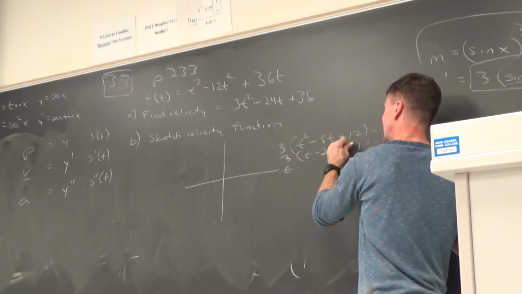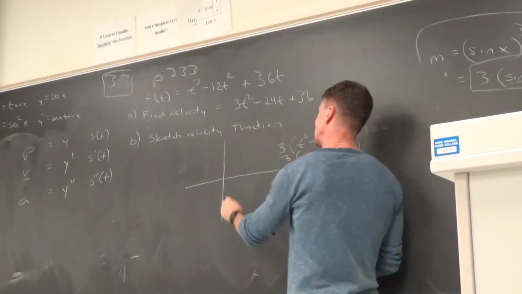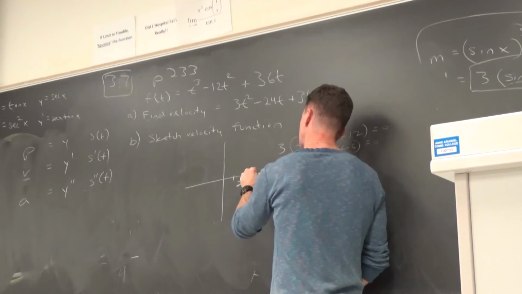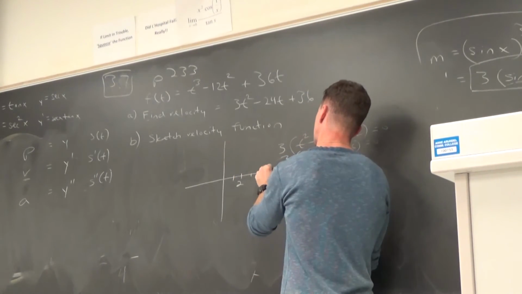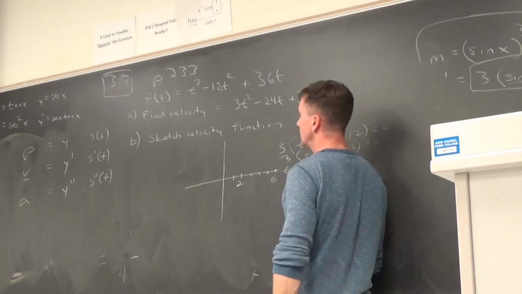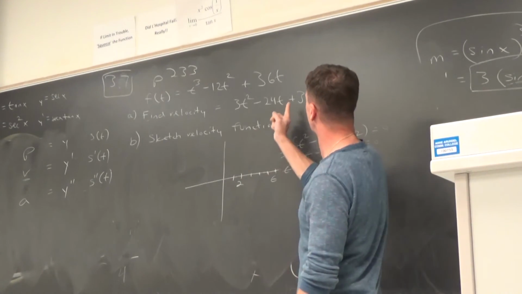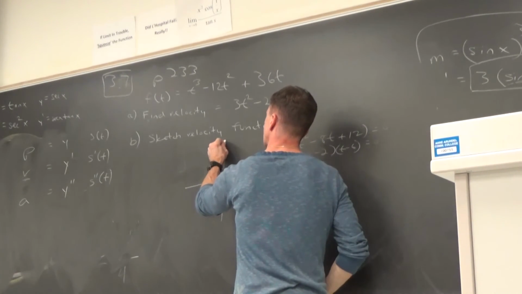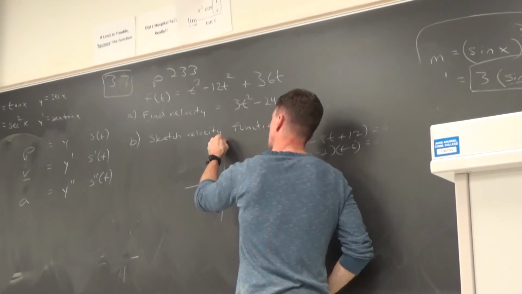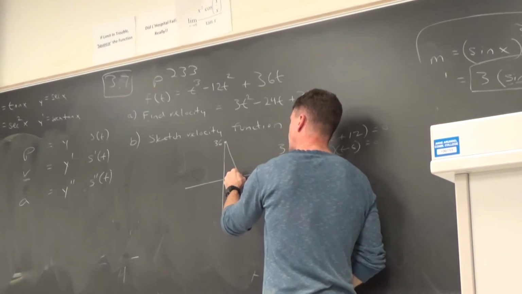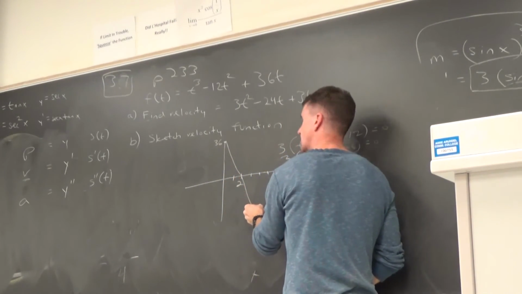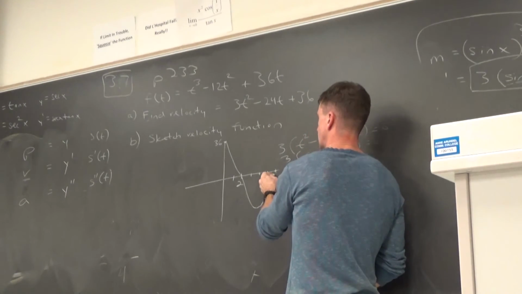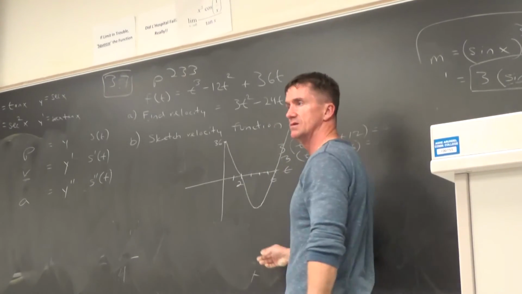-2 and -6. I know where this parabola is sitting, and I didn't even have to get out my calculator. It hits at 2, and where else? 6. What was it when t was 0? 36. So it was up here at 36, then it came down to 2. Halfway between 2 and 6, it got to its lowest point, at 4, because of symmetry. Do you all agree?